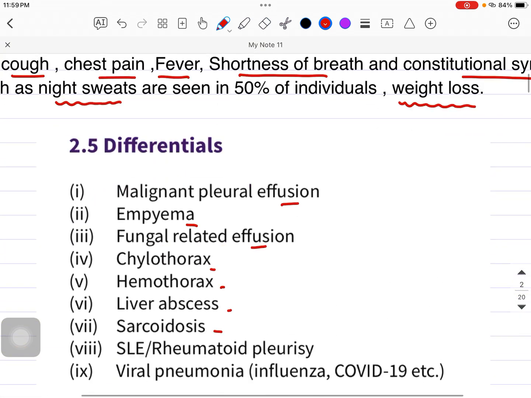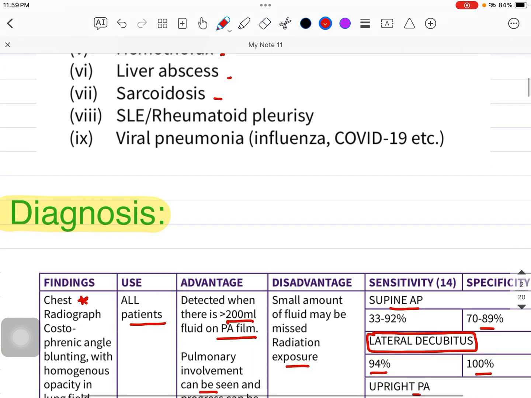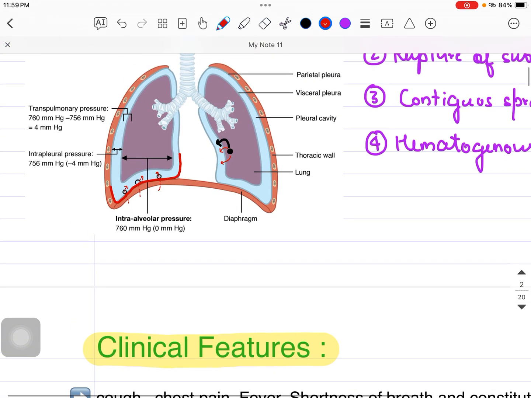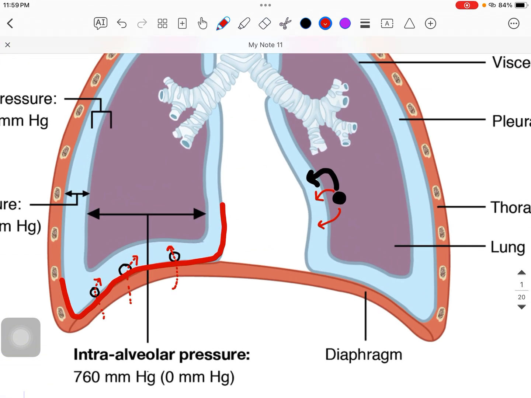For example, if this is the lung, and there are some septations, how will they look? Septations look something like this. There could be some septations like this, and these septations can be visualized on ultrasound but not in the chest X-ray obviously, and there could be some fluid inside them, which is very difficult to drain actually.